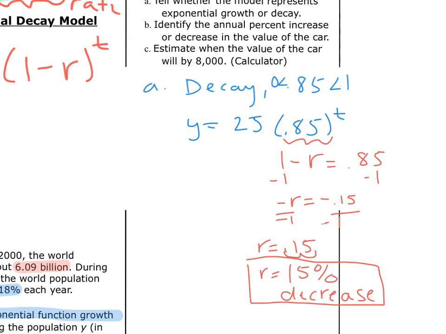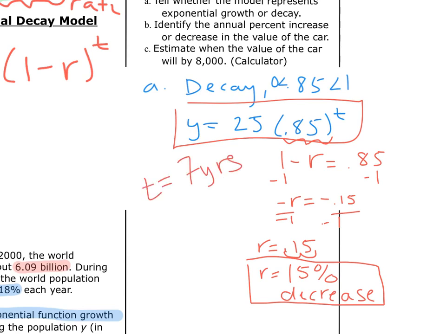Okay, now part C is just like when you would have your TI-Nspire, like in example number 1. So estimate when the value of the car will be 8,000. You would basically type this equation right here into the TI-Nspire, but make sure instead of T, you put X, and then you would go ahead and see when the car will be $8,000. And from what I got, T is going to be equal to 7 years.